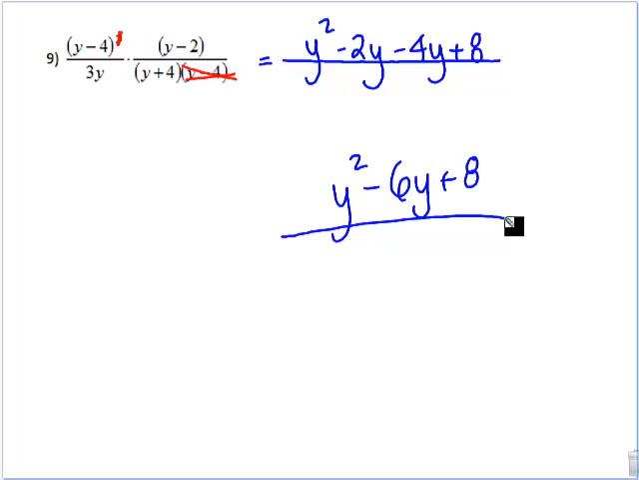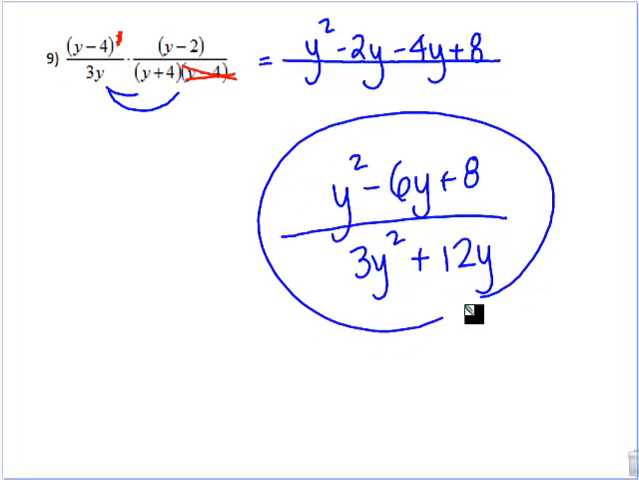So you should always be trying to do that outside and inside step in your head. Okay, the denominator here, 3y times y plus 4. What do we have to do with the 3y? Now just distribute it, so 3y squared plus 12y. And there's our simplified answer. So for the top one, did you just FOIL it? Yeah, we FOILed or distributed the top values there. You should always be striving to do the outside and inside step in your head.